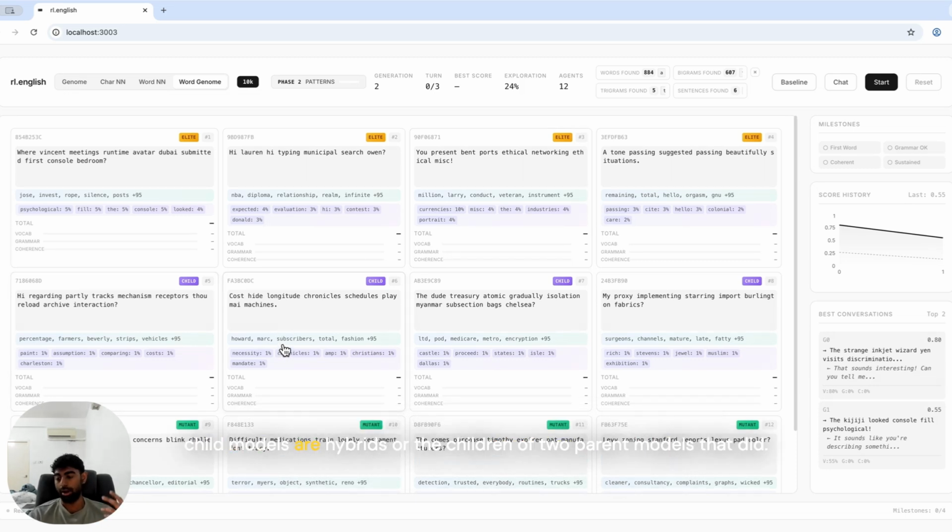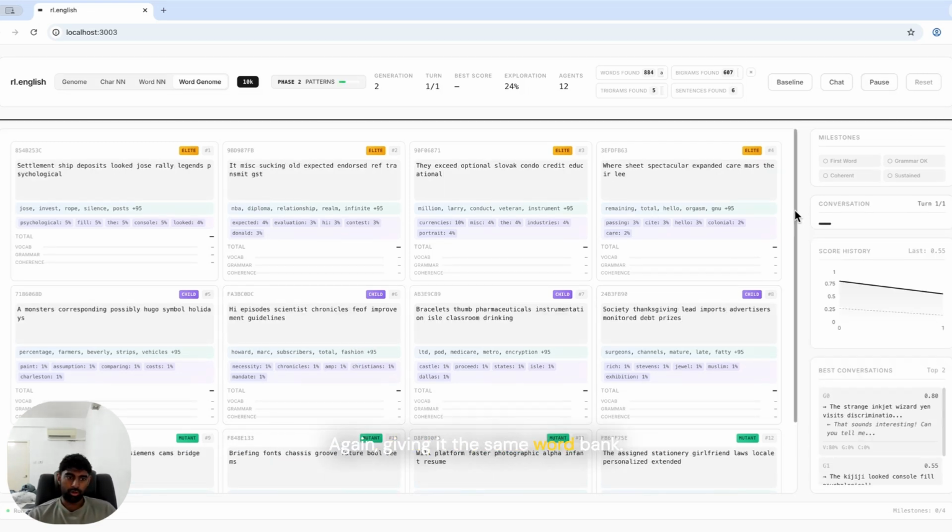The child models are hybrids, or the children of two parent models that did decently well, that we believe the child of that could do even better. They both have good individual traits. Mutant models are experimental models that branch off from these other system models. They're experiments trying something new that could maybe click. This sums up the genetic reinforcement learning process.